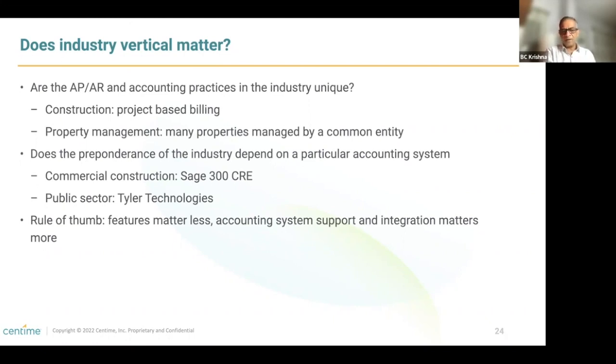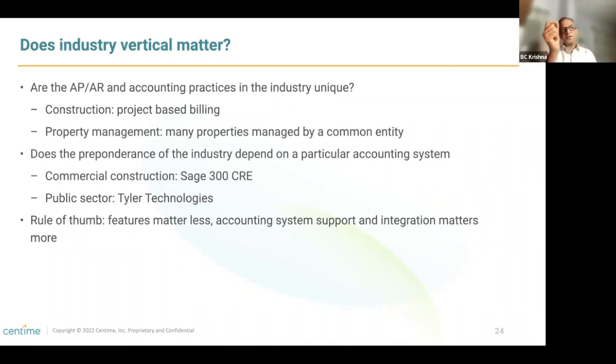For example, in the public sector, especially with schools, there's a company called Tyler Technologies that focuses on it, or Sage 300 CRE, which focuses on commercial construction in the United States. 70% of construction companies in the United States use Sage 300 CRE. So 2 points I want to make when it comes to AP and AR solutions.